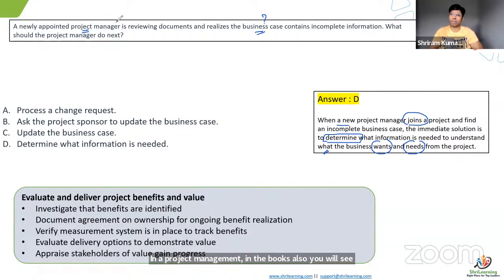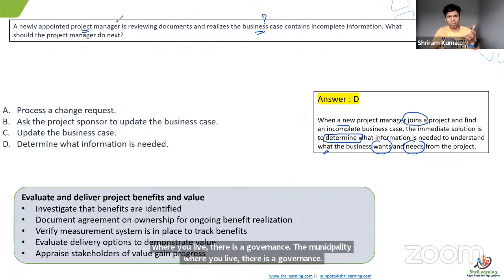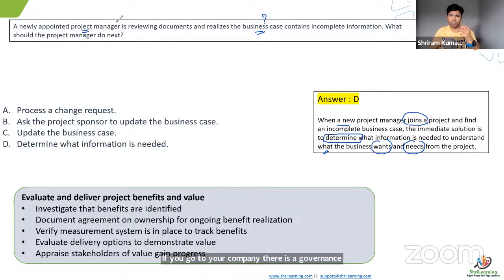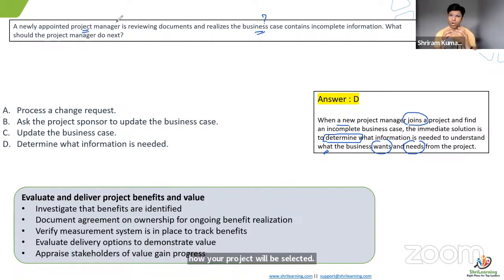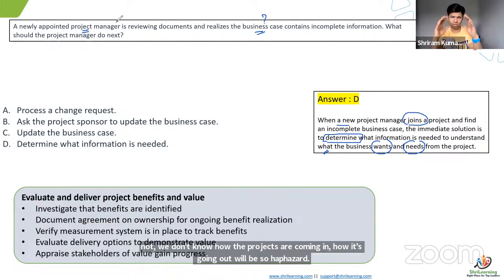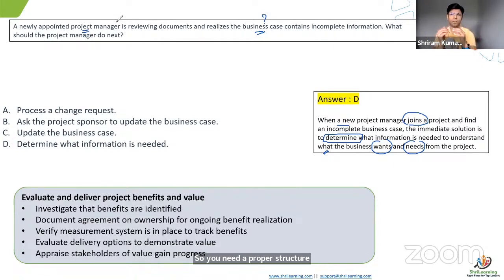What is governance? Governance is everywhere. In your country where you live, there is governance. The city where you live, there is governance. The municipality where you live, there is governance. If you go to your company, there is governance. Governance is created by a steering committee, a set of people. How a project will be selected, how a project will be monitored or done, how a project will be evaluated, some set of norms is created in every company. If not, we don't know how projects are coming in and how they are going out. It will be so haphazard. So you need a proper structure. A set of rules and norms is written by the company.